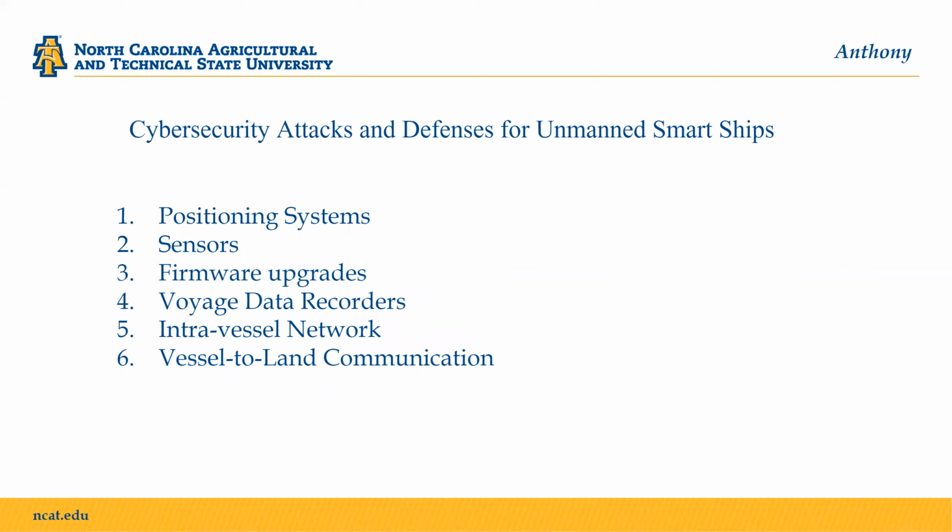This section will discuss the 6 main attack surfaces through which hackers can gain unauthorized access or disrupt operations to a smart ship. The first attack surface is the positioning systems. Several positioning systems will be required to enable autonomous vessels to pilot safely in both open sea or shallow waters, such as for docking to a port.